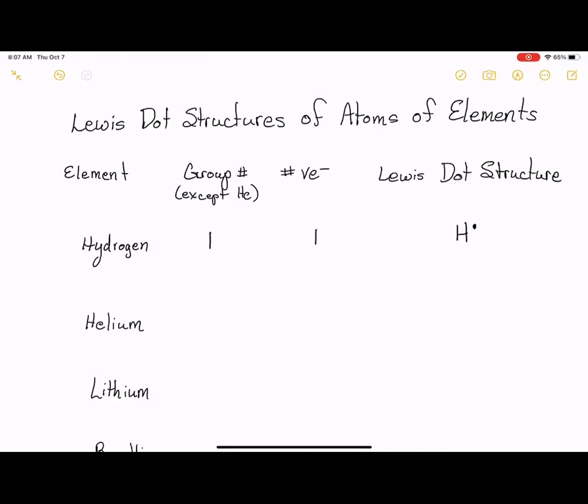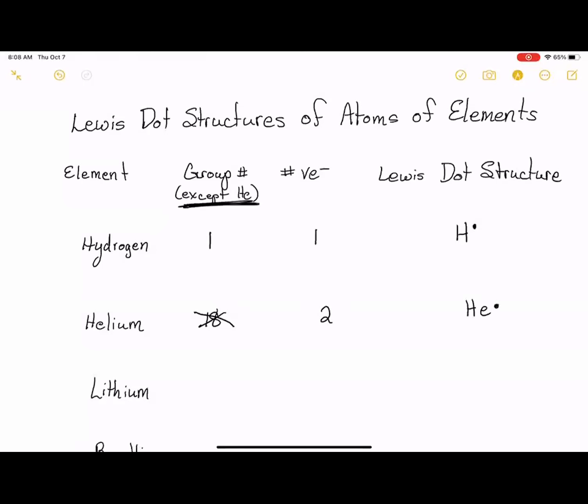Now helium is actually in group 18, but you'll notice my exception to this rule. That is because helium is over with the noble gases, but the number of valence electrons in helium is only 2. So we cannot use the group number in the case of helium, but we can for every other element we come across, just not helium. So helium has 2 valence electrons. We begin by placing the elemental symbol, and then we add 2 electrons.